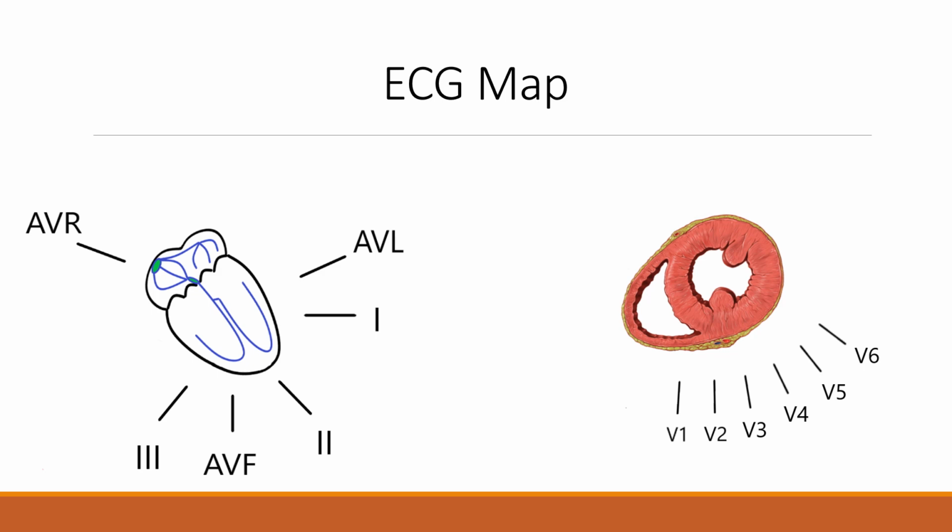It's rare that you have lead 2 have the most ST elevation in an inferior STEMI. But you're not done, right? With a STEMI, you have to have that reciprocal change, which means the opposite. So if I have ST elevation in 3, I should have ST depression in the lead that looks the most opposite, and that's going to be AVL.